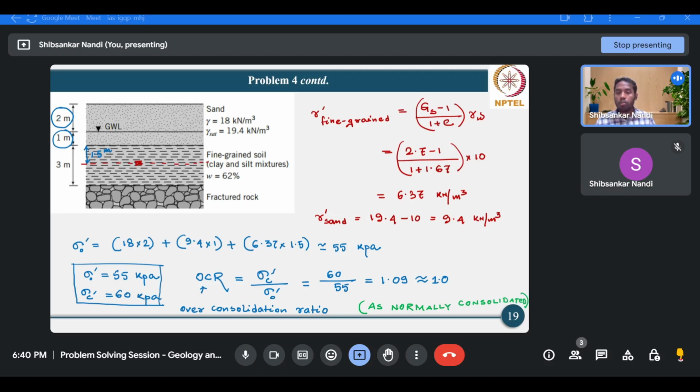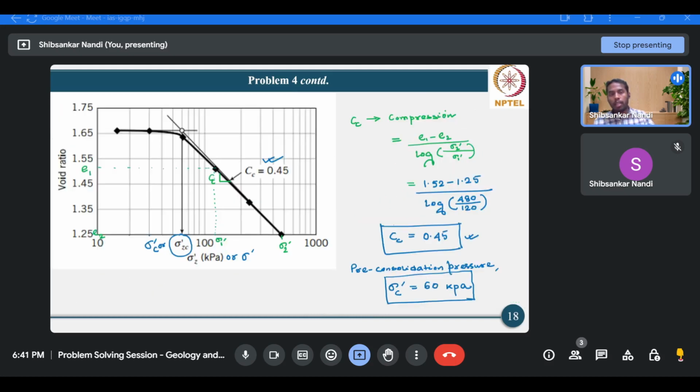If the OCR value is much higher, suppose 1.5, 2, 3, then we cannot say that the soil is normally consolidated. We have to proceed with considering the soil as over consolidated. But for the time being, since the OCR value is very close to 1, we can assume it as normally consolidated soil. Now what is the advantage of considering it normally consolidated? It will basically simplify our job for the calculation of primary consolidation settlement. That we will see in the next slide.